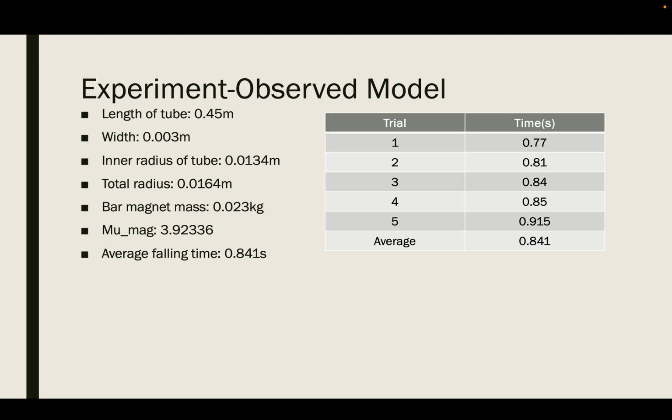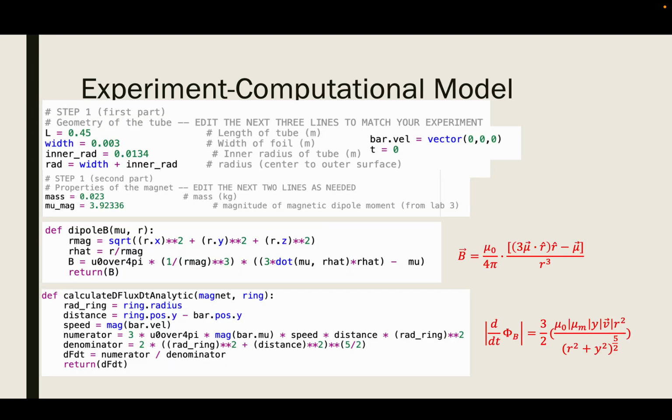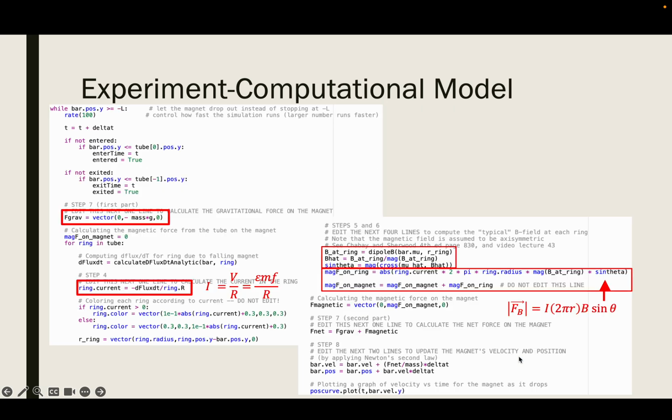Here are the properties of the foil and the bar magnet. The average falling time is 0.841 seconds. The initial properties are here. The two functions to calculate the magnetic field of the bar magnet are in the middle, and I use the formula in lab 2. The derivative of the magnetic flux is at the bottom, while I use the formula on the right.